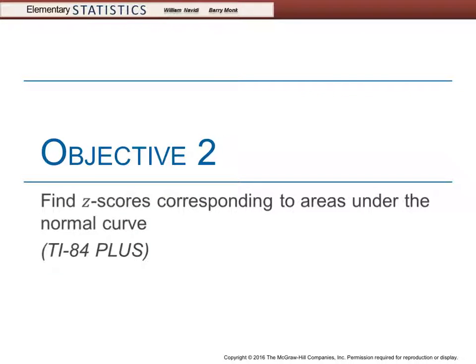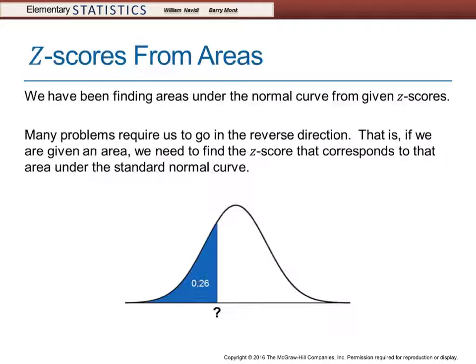We'll now go to Objective 2, finding the z-score corresponding to areas under the normal curve, or standard normal curve. We're going to use the calculator this time. So again, we're going to start with the same problem. We're going to try to find the z value under the standard normal curve for the area equal to 0.26.